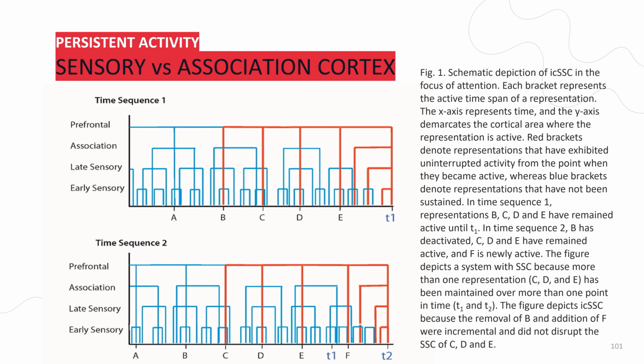This next figure shows a second graph, carrying this a little further into the future, from time 1 to time 2. Now B is no longer active, but F is. So again, even though concept B was dropped from state-spanning coactivity and F was added, C, D, and E are able to exhibit continuous coactivity from time 1 through time 2.